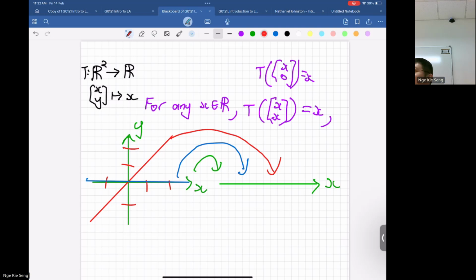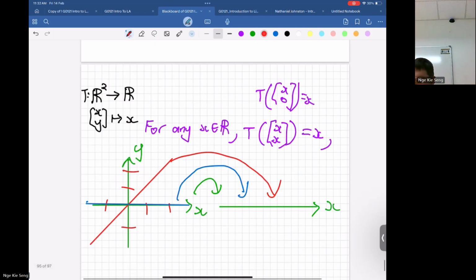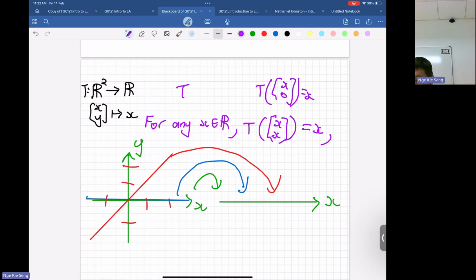What line can you pick? Any other line you can pick? For example, T of x1, maybe? Right. So x1 is what line? It's the horizontal line, but shifted up by 1. Also can. So meaning what? There's more than one point in R2 that gets sent to the same point. Any question?